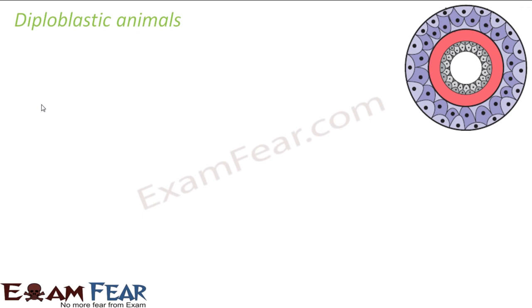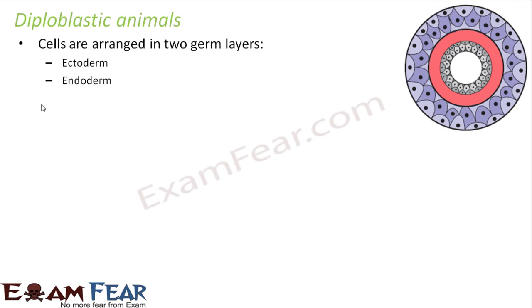So let us now talk about diploblastic animals in a little more detail. These are the animals where cells are arranged in two germ layers. So the blastula will give rise to two germ layers here. One is called ectoderm and the other one is known as endoderm.